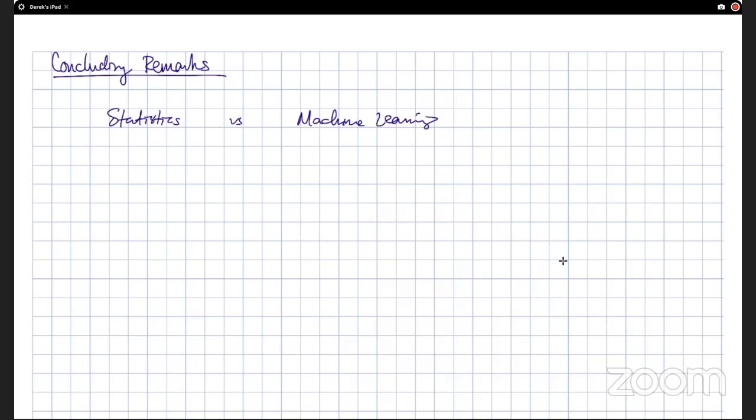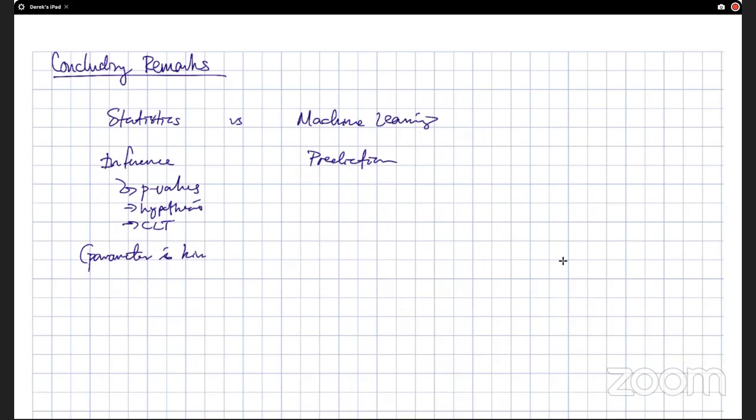What that means is, in statistics, what I care about are things like p-values, hypothesis tests, central limit theorems, stuff like that. And in machine learning, I just care about prediction, right? I just care about how well I do on holdout data. Another way to think about this is that in statistics, parameter is king, whereas in machine learning, prediction is king.